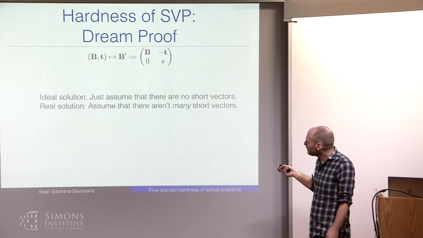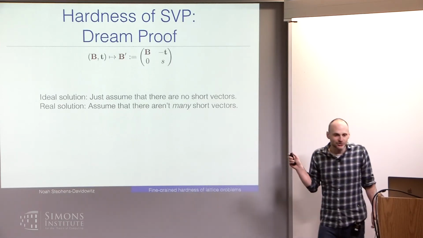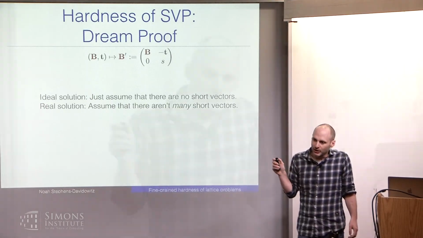So the real solution is we make a much weaker assumption. We assume that there aren't too many short vectors in our original lattice. And it turns out that that's enough.